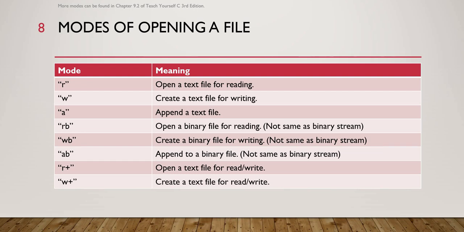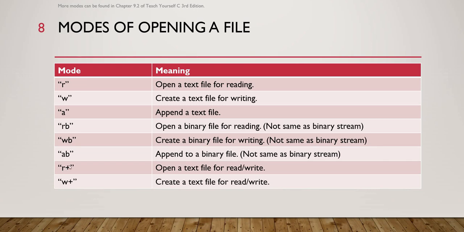You might be wondering, what if there is an existing file in the case of w? In that case, that file will be replaced by the new file. So remember, whenever you are using w, be careful not to replace an already existing file. The next are rb and wb. rb is reading in binary mode, and this is not the same as a binary stream. If you remember, there were two types of stream, text stream and binary stream. Binary stream is different, we'll learn the difference later on, but this is using a character stream in binary mode. wb is writing in binary mode, and ab is appending in binary mode.